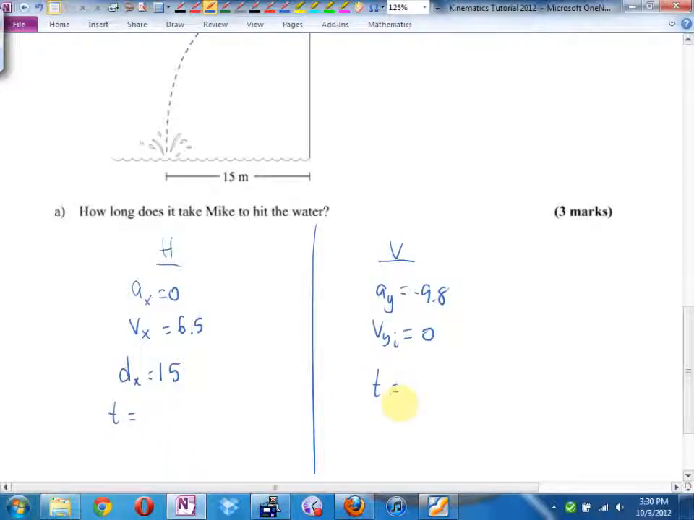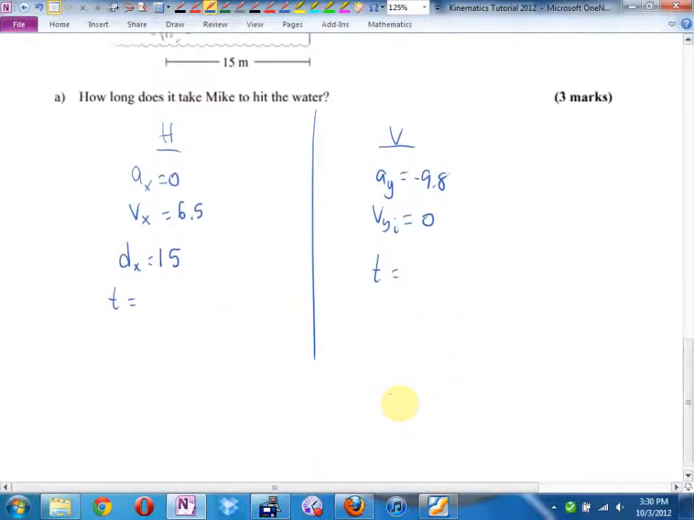Which column do I know 3 things in? Yeah, the horizontal. I'm looking for an equation that has A, Vx, D, and T in it. I think D equals Vit plus a half AT squared. I think D equals Vxt. Do I need to write the plus a half AT squared if I'm doing this horizontally? I say to you, no, because there is no AX. Get the T by itself, Graydon.